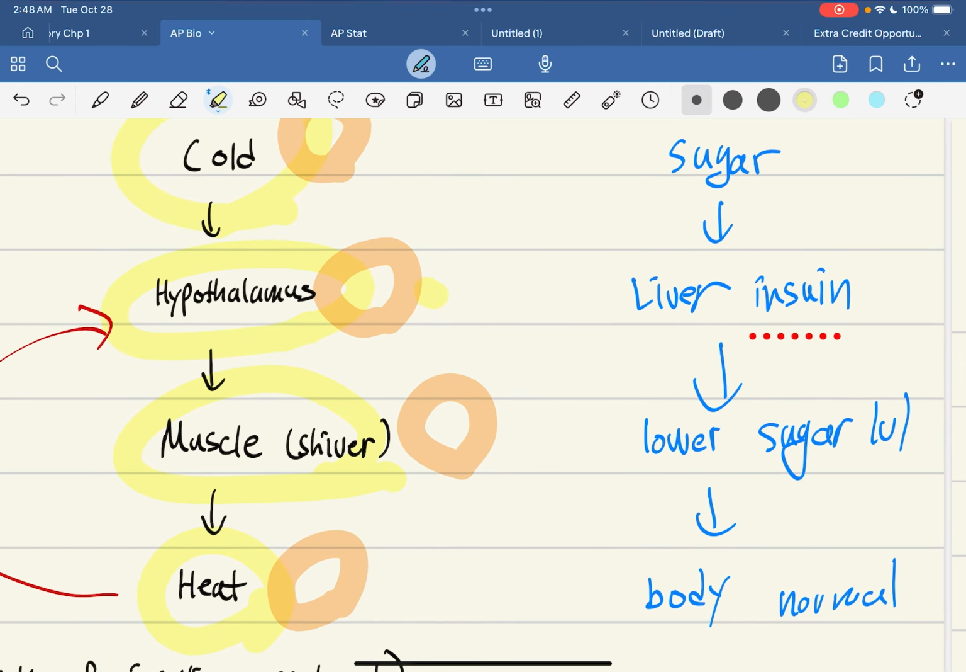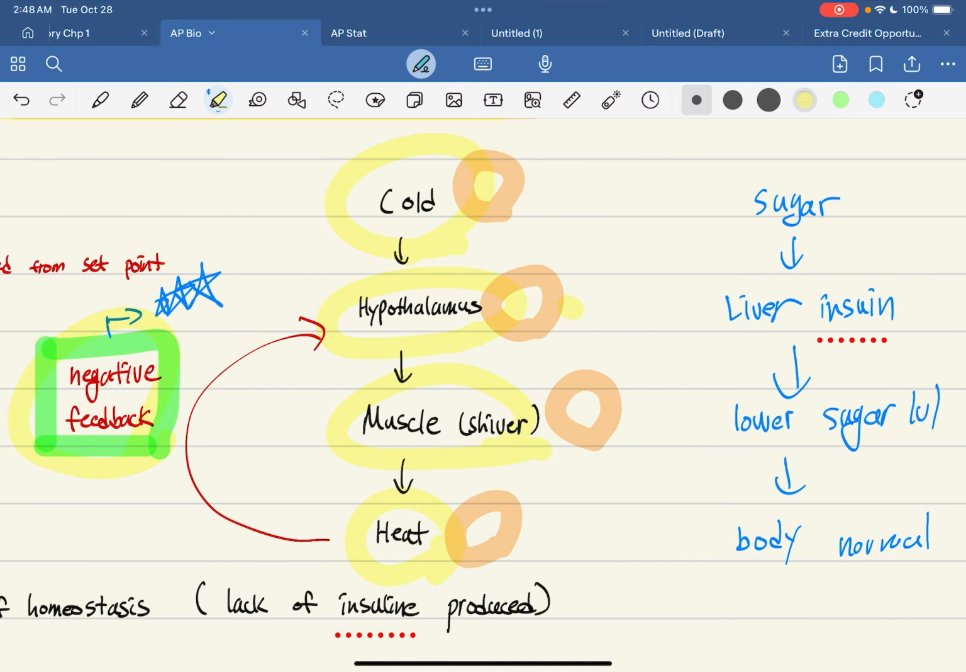There are also some examples with sugar. When sugar enters the body, your blood sugar level goes up, and that becomes a signal which makes the liver produce more insulin. The more insulin is produced, the lower the sugar level becomes, and then the body returns to normal. When the blood sugar level reaches a normal point, the insulin production goes down.